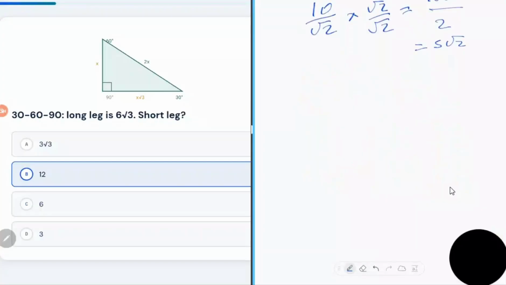Now 30-60-90. So we have for 30-60-90, we remember the ratio is 1, root 3, 2.